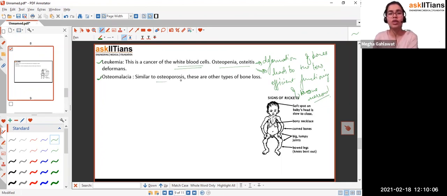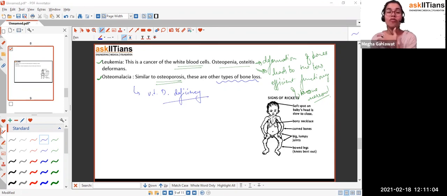Osteomalacia is very similar to osteoporosis. The only thing is that it is characterized by different types of bone loss. Osteomalacia is characterized by small kids who have a very high vitamin D deficiency. So the important thing here is the bones are going to become very soft. There's going to be a lot of pain in the bones, and a lot of weakness.